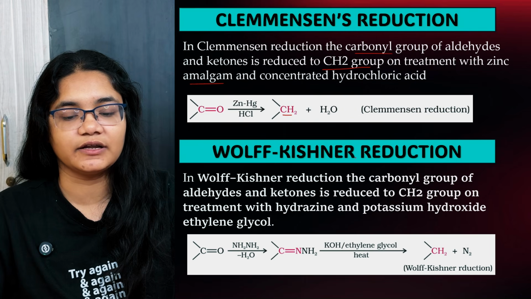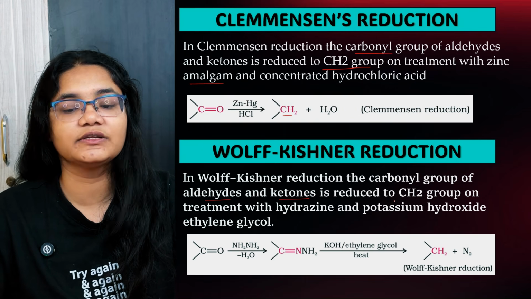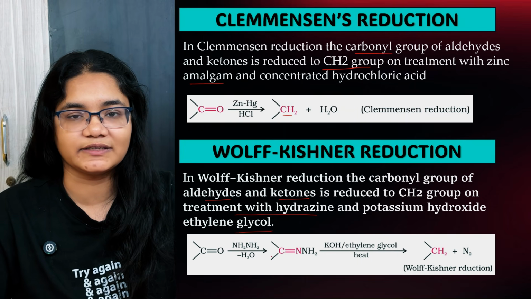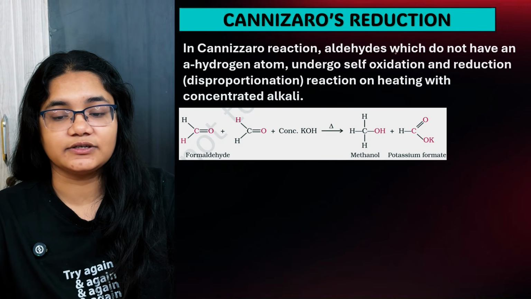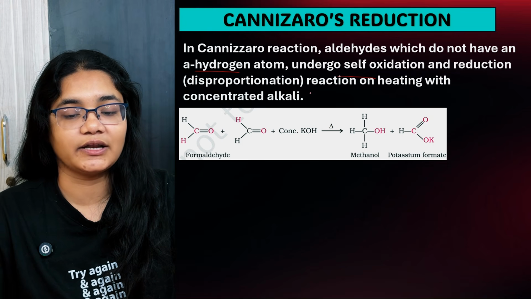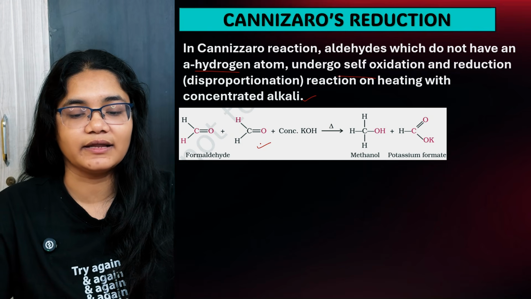Next, we have Wolff-Kishner reduction. So here in Wolff-Kishner reduction, the carbonyl group of the aldehydes and ketones is reduced to CH2 group on treatment with hydrazine and potassium hydroxide solution. Next, we have Cannizzaro reaction. In Cannizzaro reaction, the aldehydes which do not have an alpha hydrogen atom undergo self-oxidation and reduction reaction on heating with concentrated alkali. So that is what you can see here.